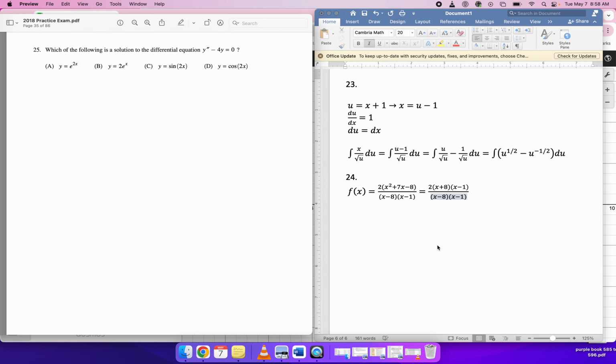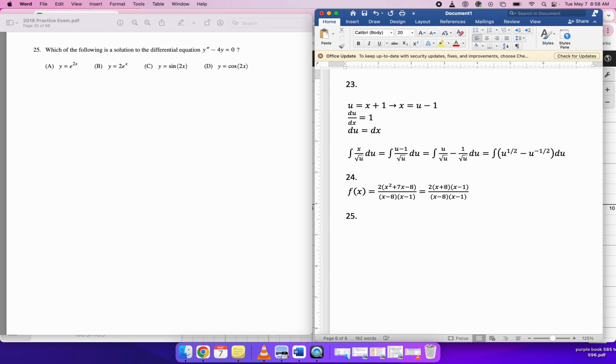25, which of the following is a solution to the differential equation, blah, blah, blah. You're not supposed to solve the differential equation. I mean, it's a second order differential equation. There's a y double prime here. So you're not expected to solve that.